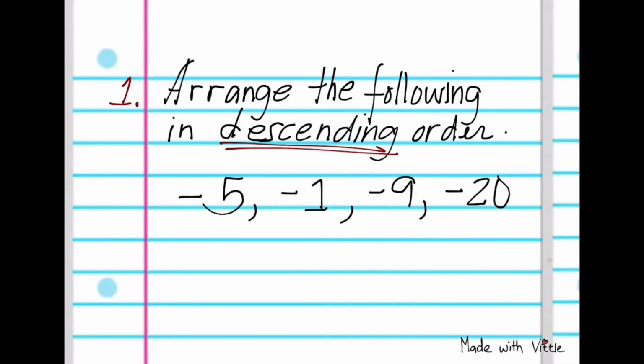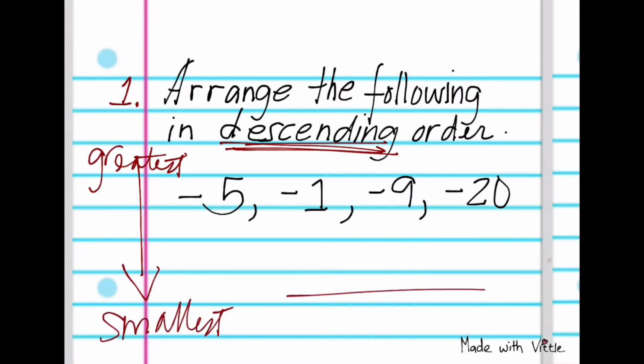Let's go ahead and arrange some set of integers. And this one says in descending order. Do you remember what descending means? Descending means it's going down. That means we start from the top, which is the greatest number, right? And then we're going to end with the smallest number.